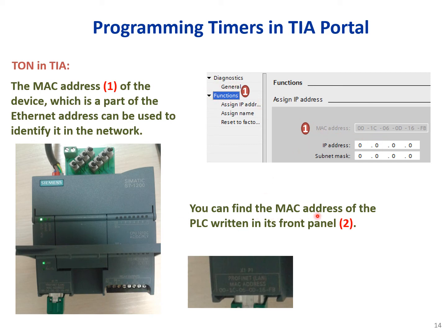You can find the MAC address of the PLC written on its front panel. Okay, so here is the front panel and you could see the MAC address. Or on any other Siemens PLC, you could see the MAC address written somewhere on the hardware. Okay. Again, if you are using a simulation, you could just skip it.